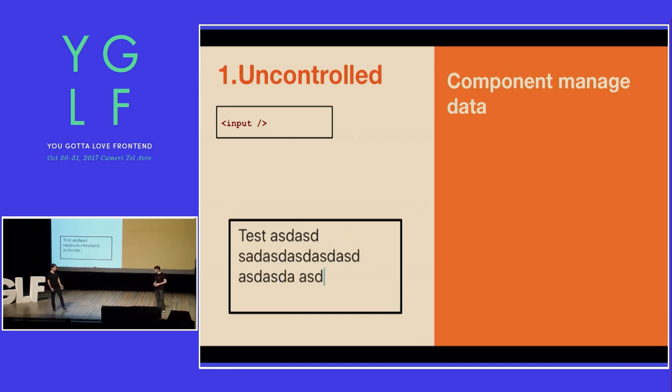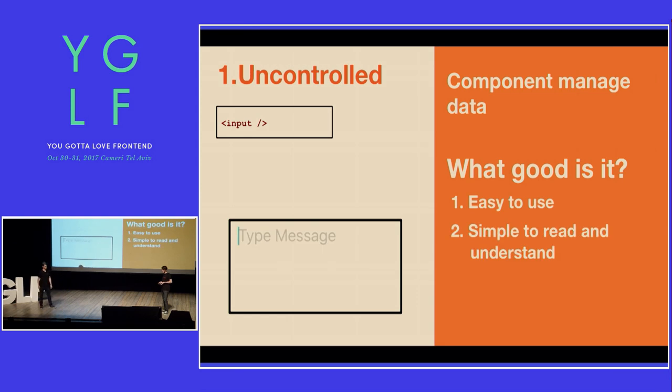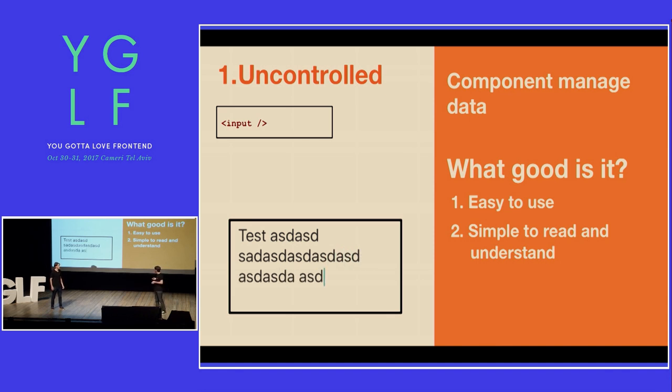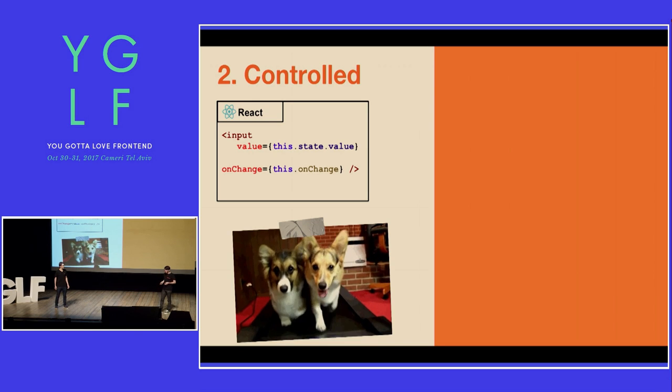It's easy. And if you want to access this value, you have to do it by querying the DOM and getting the element value. You cannot access it from the outside. What it's good for is that it's easy to use. It's simple to read and understand. Not much to say here. Very little code to get a lot of functionality.